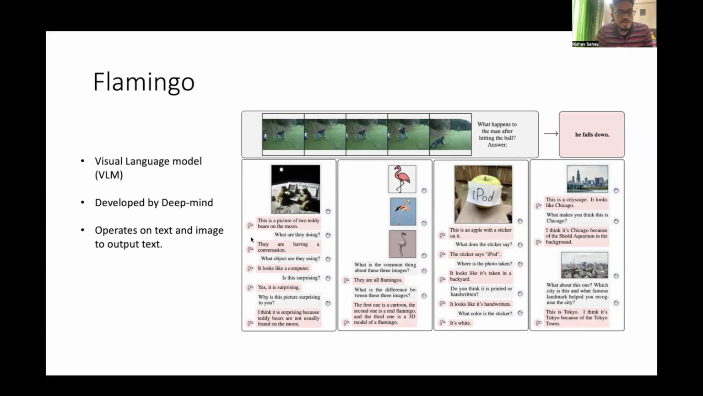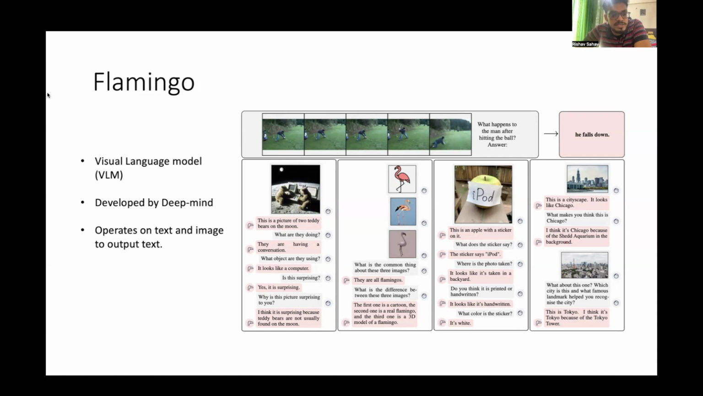So now let's look at Flamingo, which is a visual language model, and that operates not only on text but also on images. VLMs or visual language models can process both images and text and enable tasks such as image captioning, visual question answering, and text to image generation. So Flamingo is a type of visual language model developed by Google DeepMind.